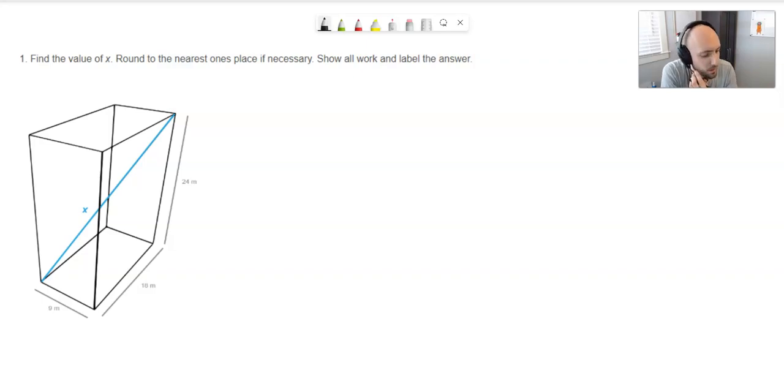All right, so Pythagorean Theorem in 3D. We got a bonus problem here. So our goal here is to find the length of this blue diagonal here, the value of x, and we're told to round to the nearest ones place if necessary.